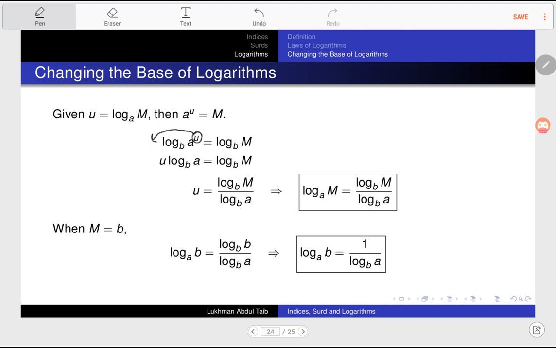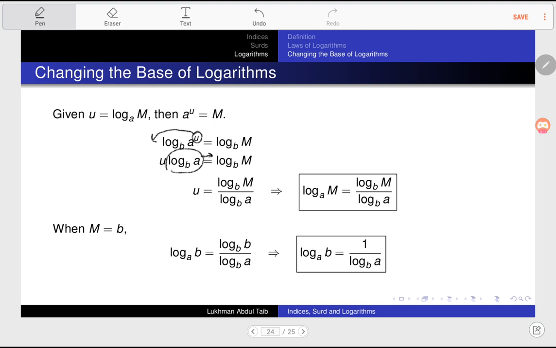So what we do here is we want to express u. So we move log a to the base b to the right hand side. So what we have here is u equals log capital M to the base of b over log a to the base of b.